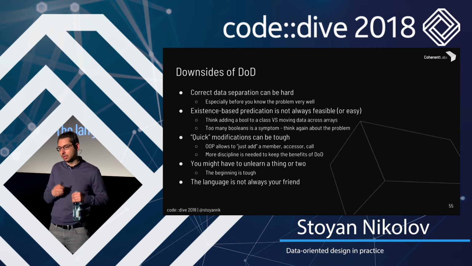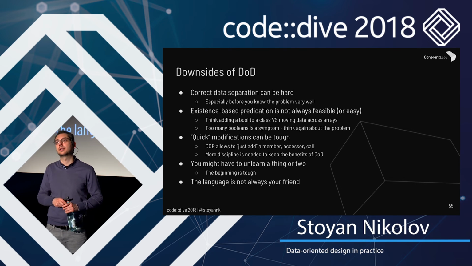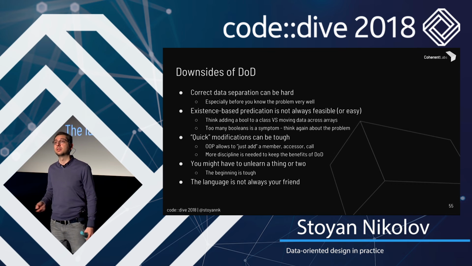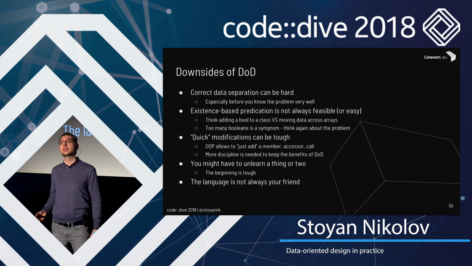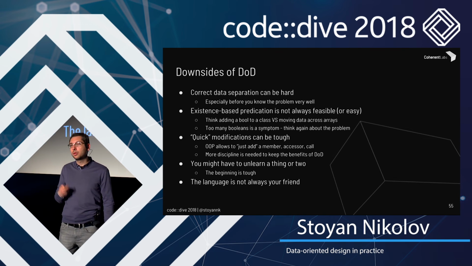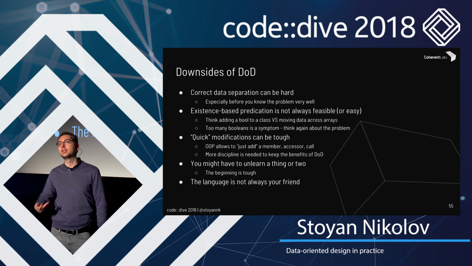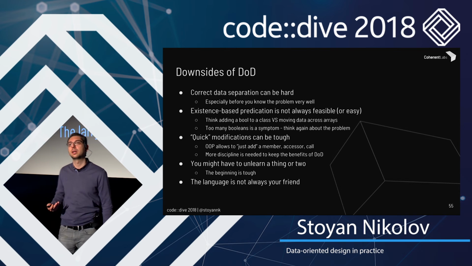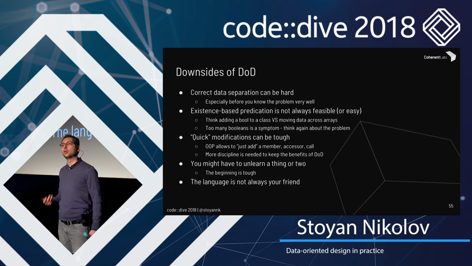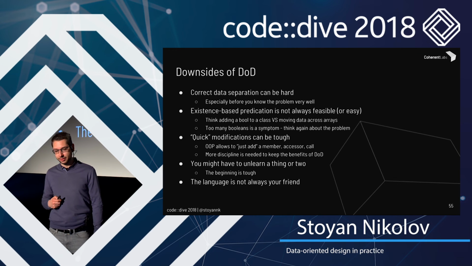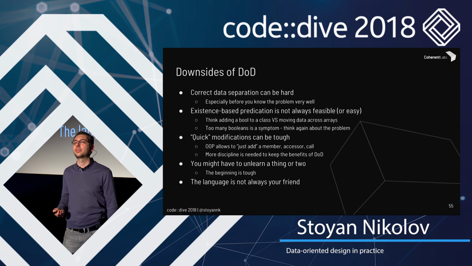Existence-based predication is not always very easy, and it's not always feasible if you have a lot of those states. But I believe that if you have a lot of those, you probably have some other deeper problem, and you can try and rework the logic or rework your rules to reduce them. The quick modifications can be tough, as I mentioned, and you might have to unlearn a thing or two.